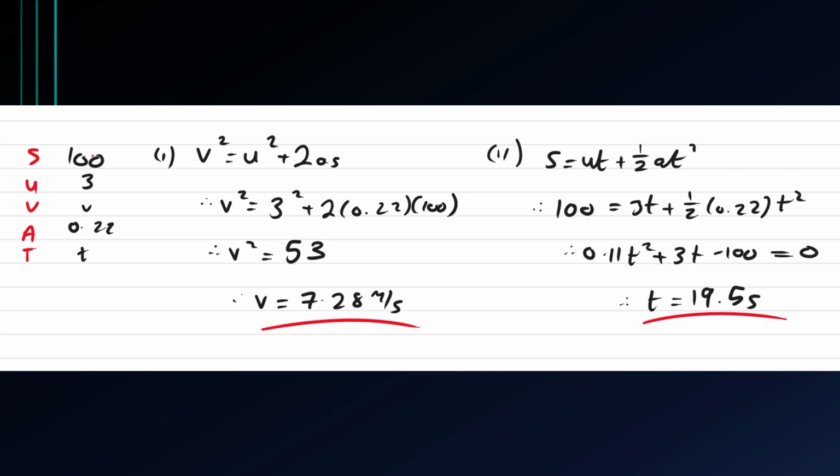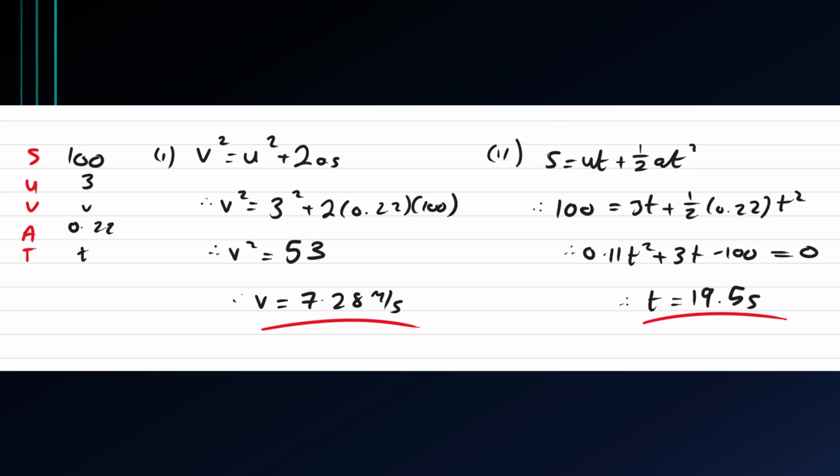So this is our general SUVAT table. It's a 100-meter race, initial velocity 3. The final speed or finishing speed is V, acceleration is 0.22, and the time taken is T. So firstly, we're going to ignore T, so we have V squared is U squared plus 2AS. So V squared is 3 squared plus 2 times 0.22 times 100, which means that V squared is 53, or V is about 7.28 meters per second. Meters per second, even, it's not meters per second squared.